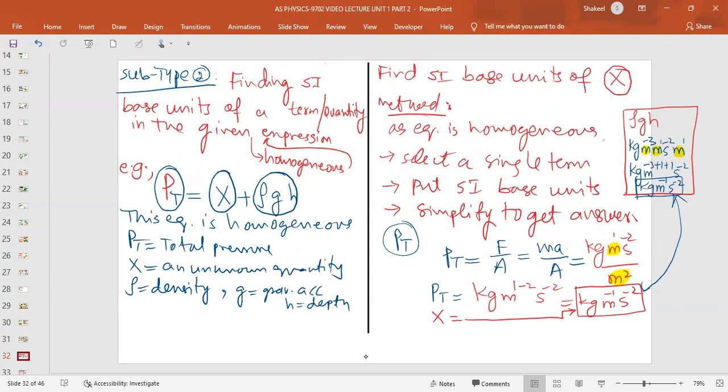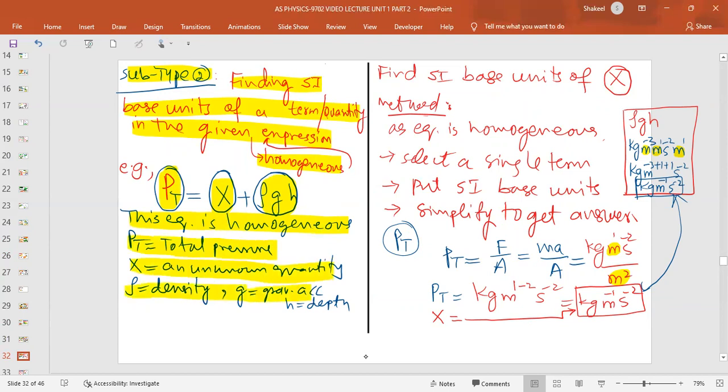Okay, now we have to look at subtype 2 of the homogeneity, finding SI base units of a term or quantity in a given expression which is homogeneous. They will give you an expression, tell you that this is a homogeneous equation, and you have to find the unit of a particular quantity in that. Let's say the total pressure equals X plus rho GH, and they said that this equation is homogeneous, where PT is total pressure, X is the unknown quantity, rho is the density, G is gravitational acceleration, and H is the depth. So you have to find the SI base unit of X.